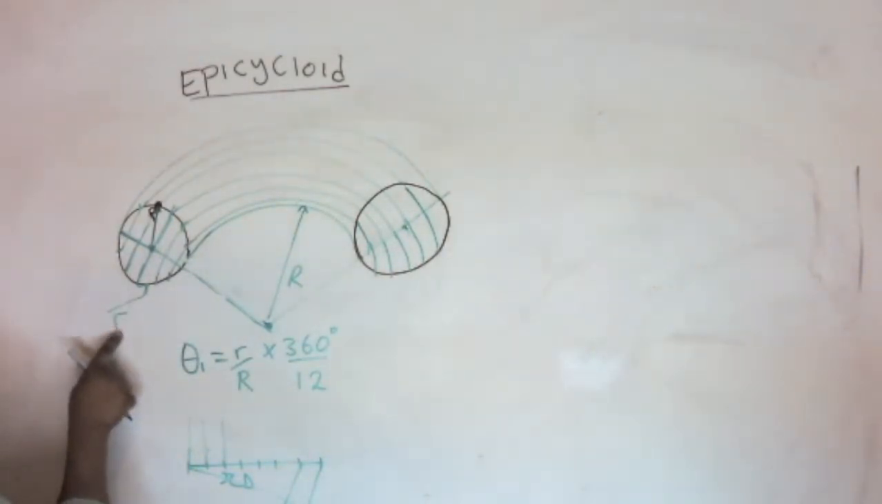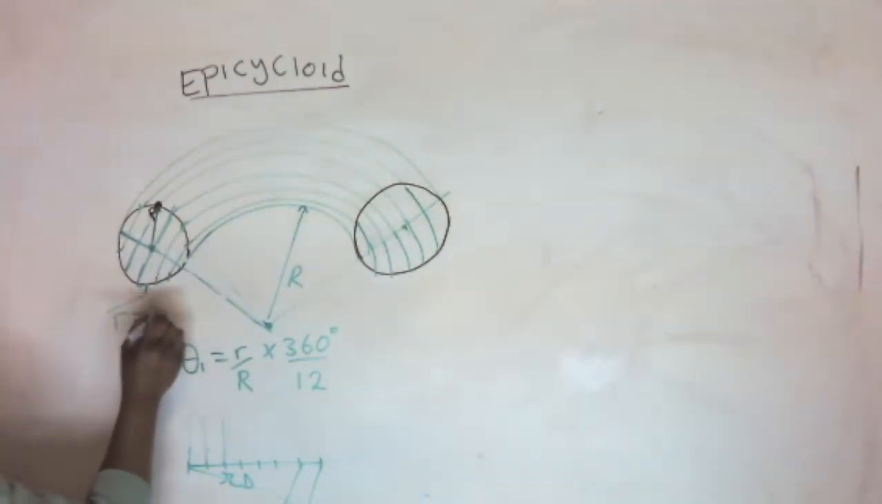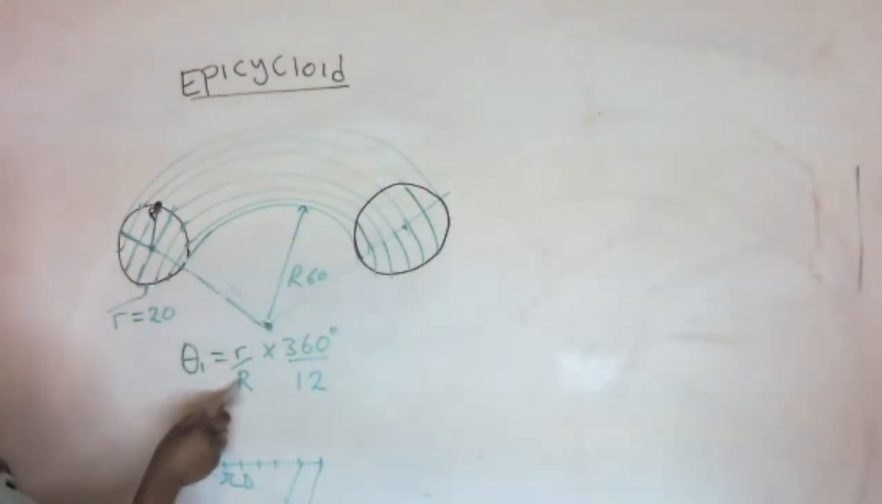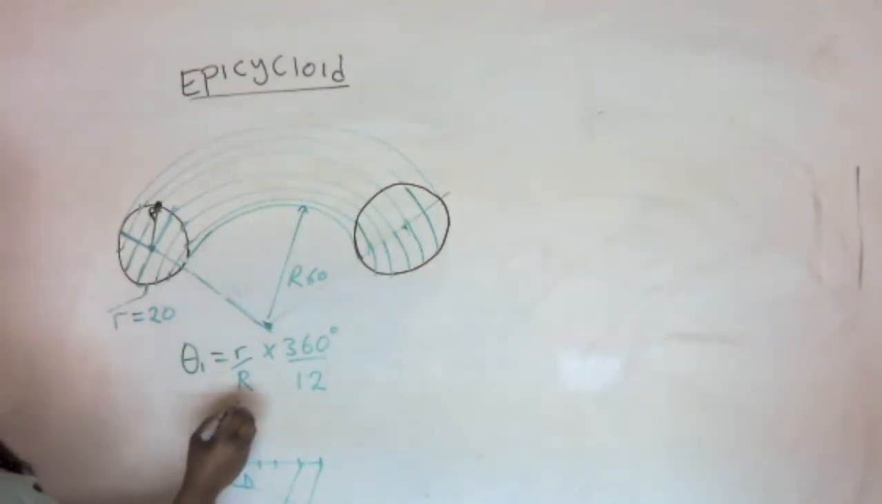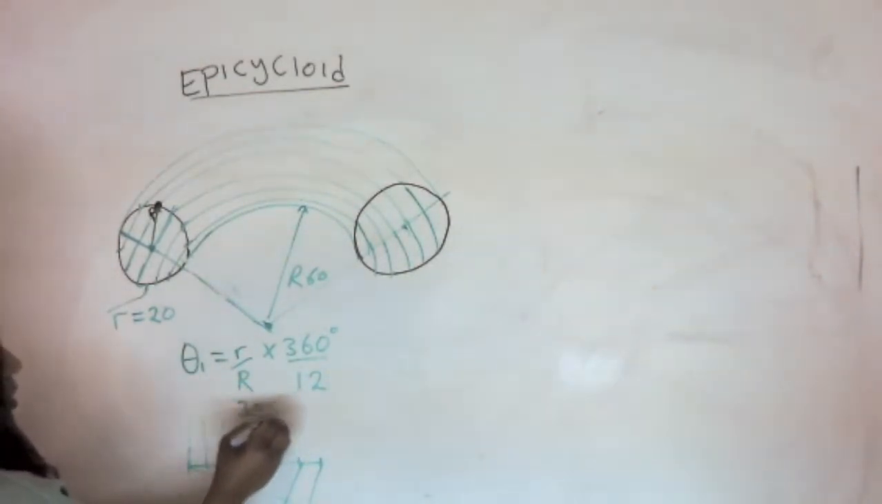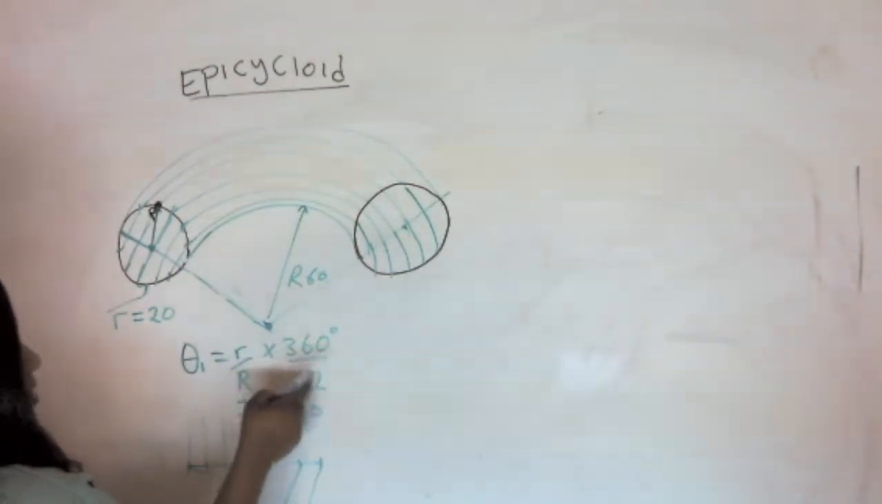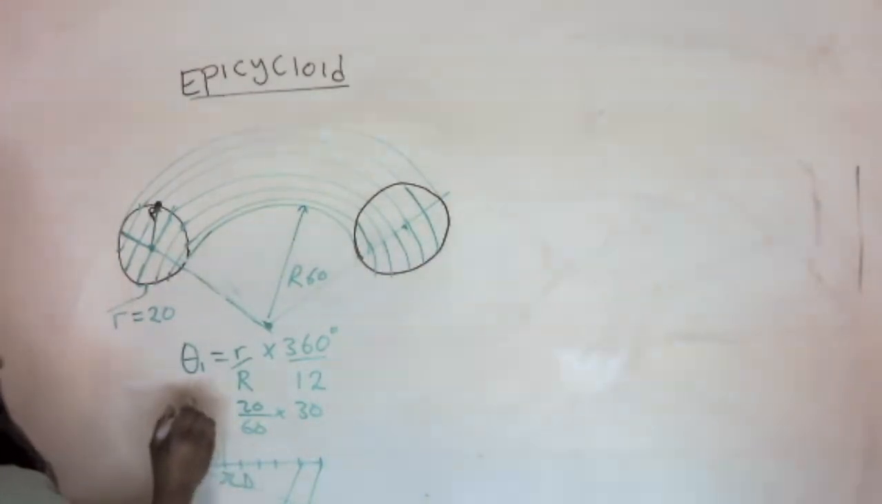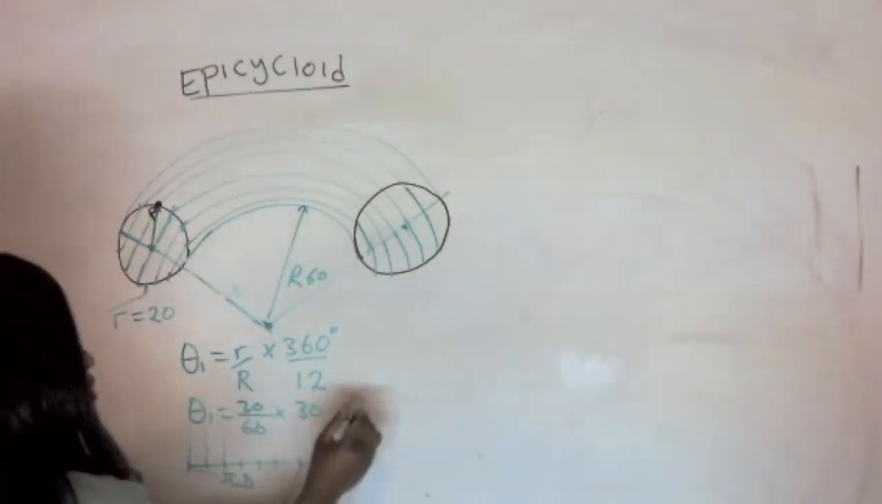So let's take, for instance, this is radius of 20. And that R, maybe it's 60 radius. So you're going to say 20 over 60, all right? Times 30 degrees. Obviously, 360 divided by 12 is 30 degrees. So you're going to divide, let's see, 20 divided by 60 times 30, it's 10, all right? So I'm getting the answer for theta equals 10 degrees.